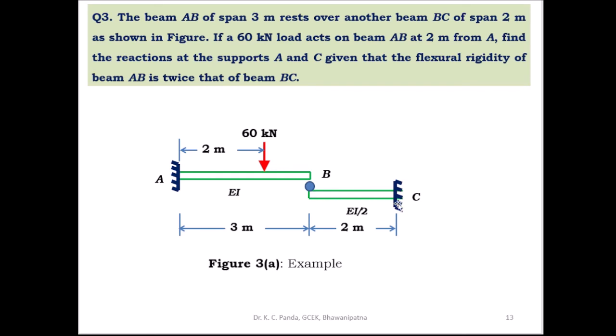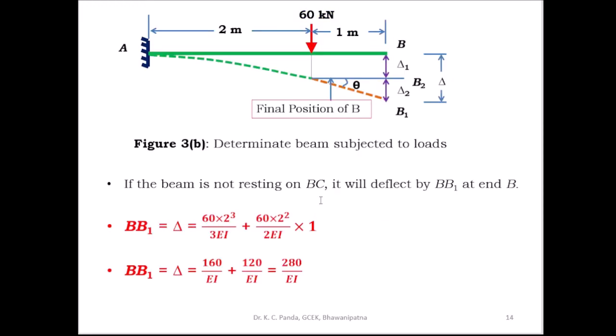By removing the beam BC, you have to find out the downward deflection due to the external loading. So here, if the beam is not resting on BC, it will deflect by BB1. The downward deflection BB1, you can denote by delta. So you have to find out the deflection of the free end due to the external loading.